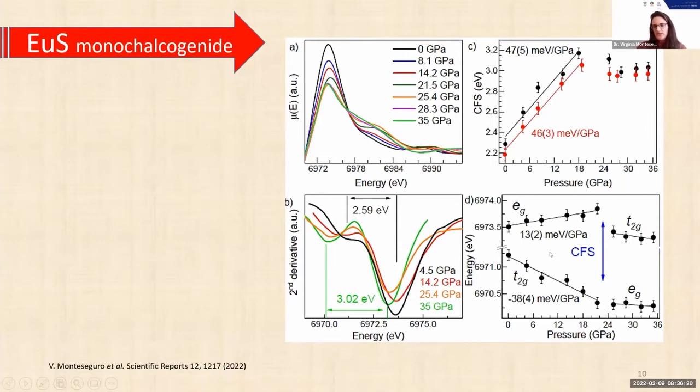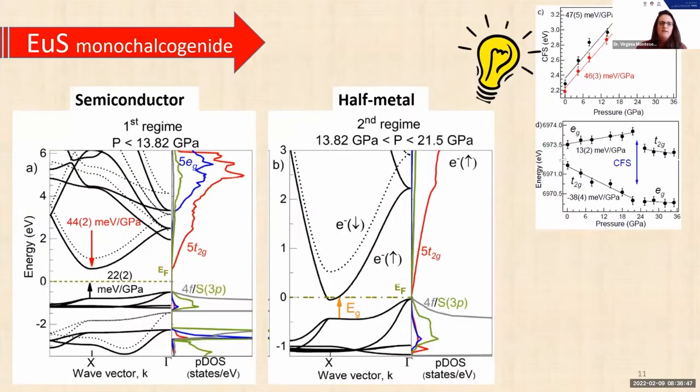If we focus on the individual trends of t2g and eg in figure C, we can see the difference. The energy associated with t2g decreases 3 times faster than the energy of eg. And here we have the reason for the electronic transition around 14 gigapascal. Now I'm going to explain better with the calculated band structure.